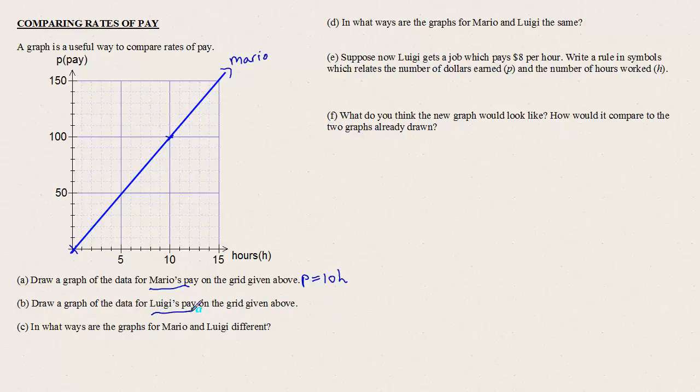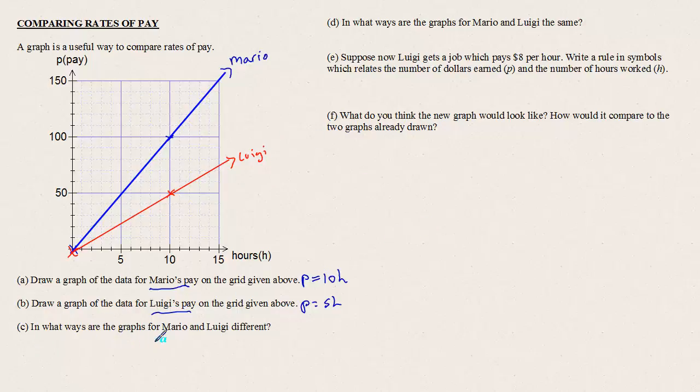Then we want to do the same for Luigi. Now his P was equal to 5H. So once again, no hours means no pay. 10 hours meant $50. So that's a line like so. And I'm going to label this one as Luigi.